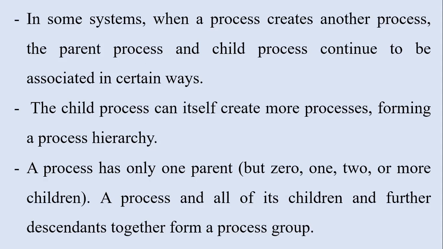In some systems, when a process creates another process, the parent process and child processes continue to be associated in certain ways. The child process can itself create more processes, forming a process hierarchy. A process has only one parent, but 0, 1, 2, or more children. A process and all of its children and further descendants together form a process group.